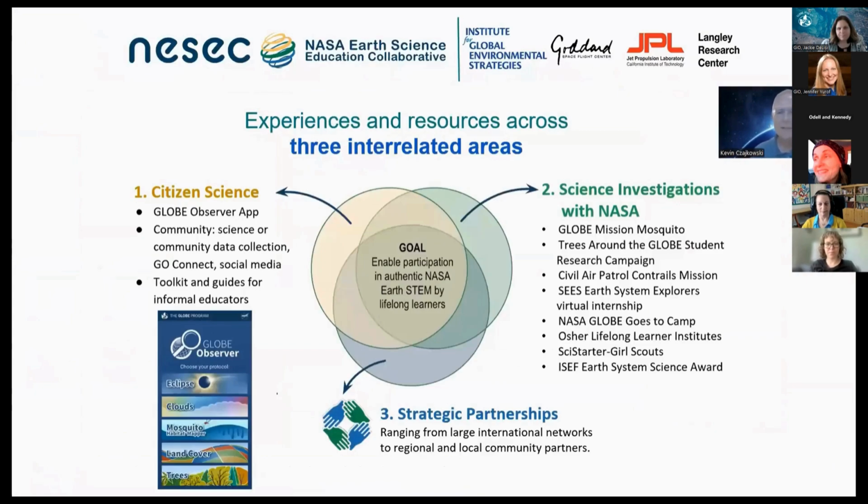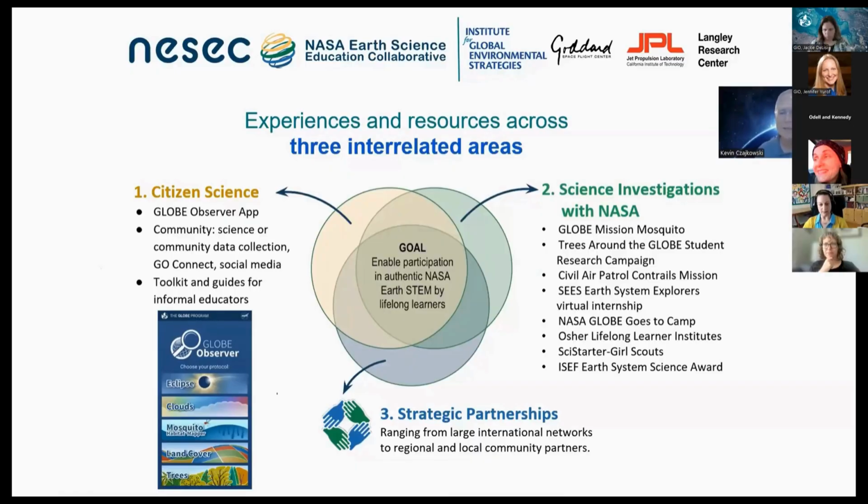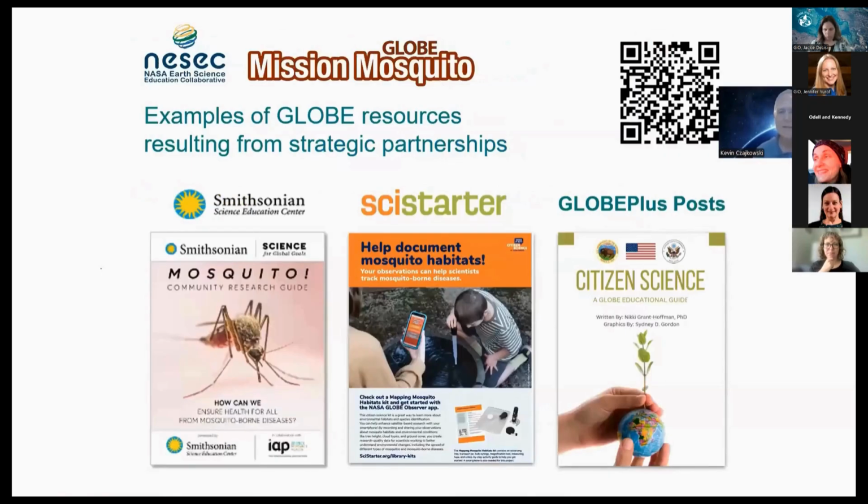Then there's NESIC. NESIC is led by Teresa Schwerin from IGES, and it's based on 3 pillars here shown: citizen science, NASA science investigations, and then key partnerships. And the goal is to enable participation in authentic NASA Earth STEM by lifelong learners. You see again authentic. Here's some examples. They do Mission Mosquito. So they've worked with the Smithsonian Science Education Center to make a community outreach project, SciStar to work with librarians, and then Globe with Globe Plus to reach out to citizen scientists.